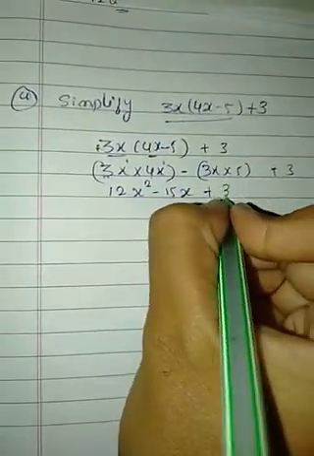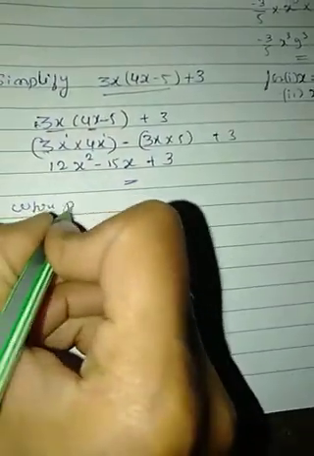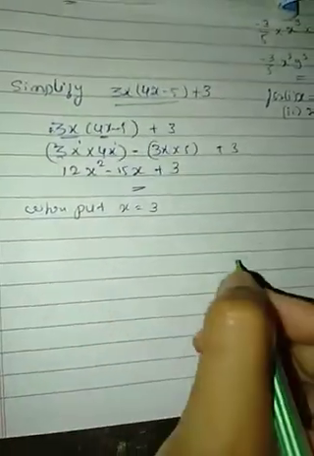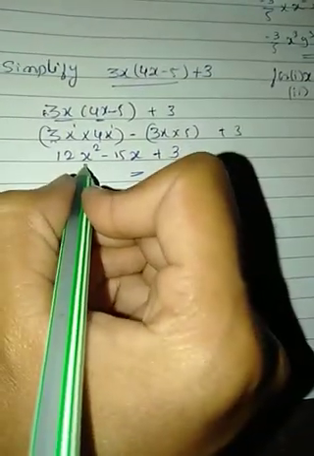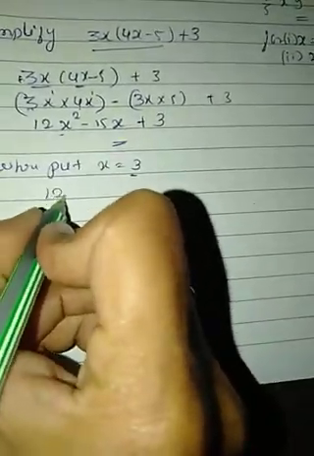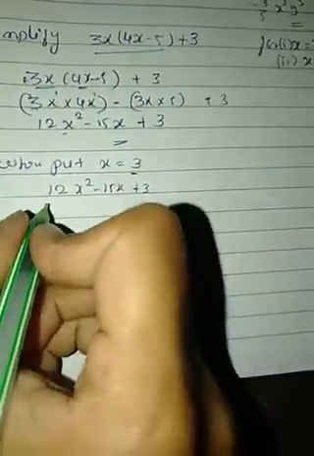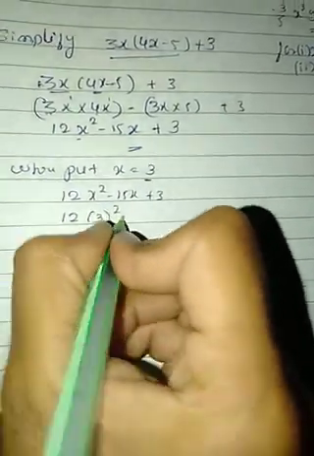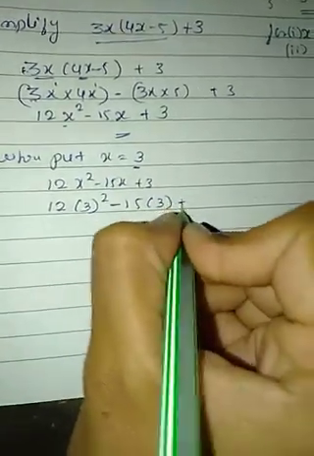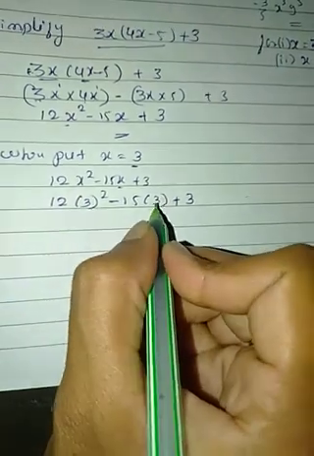So x plus 3. This is the given equation. Now we have to find its value when we put x equal to 3. In the place of x, substitute 3. So here 12 into x square minus 15x plus 3. Substitute the value of 3, that is 12 into 3 whole square minus 15 into 3 plus 3. In the place of x, I'll just put the 3.